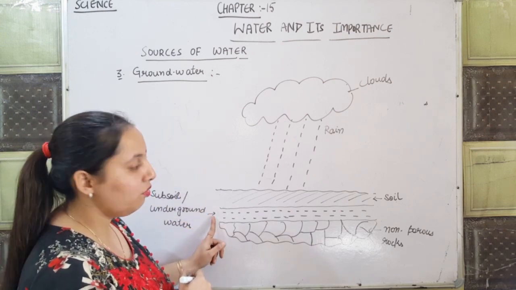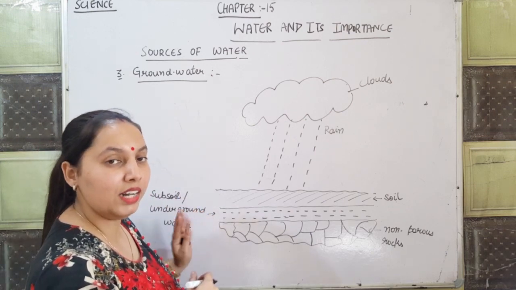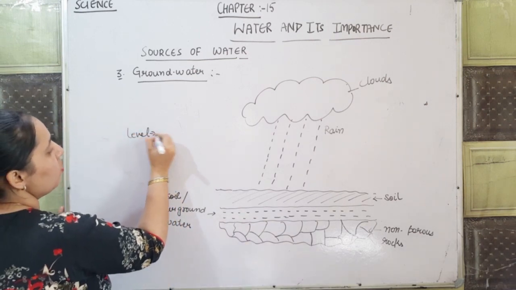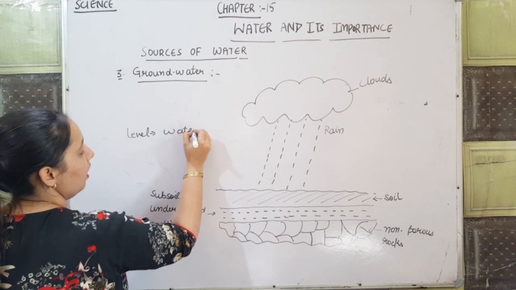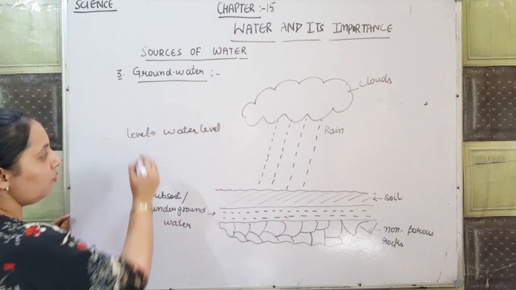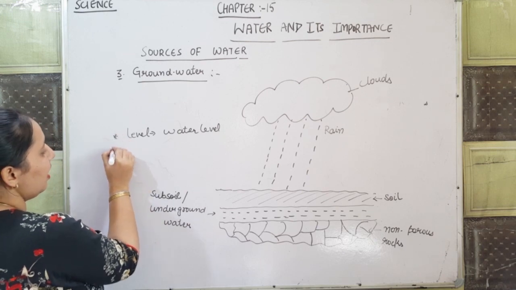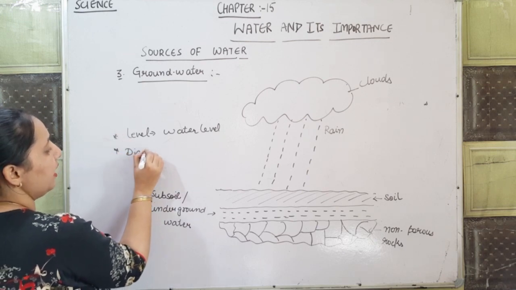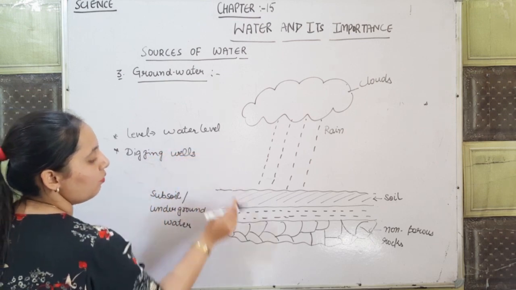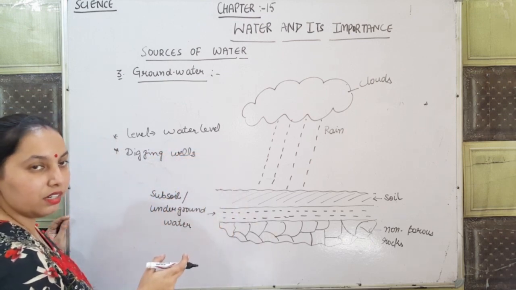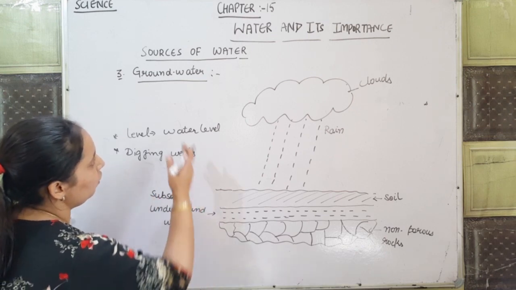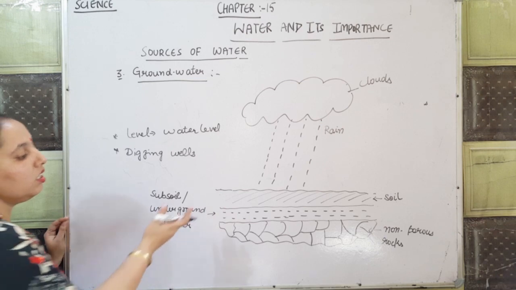The level of underground water is known as the water level. So how can we get the groundwater? We can get the groundwater by digging wells. With the help of digging wells, we can get this groundwater. By digging taps also, we can get the groundwater.